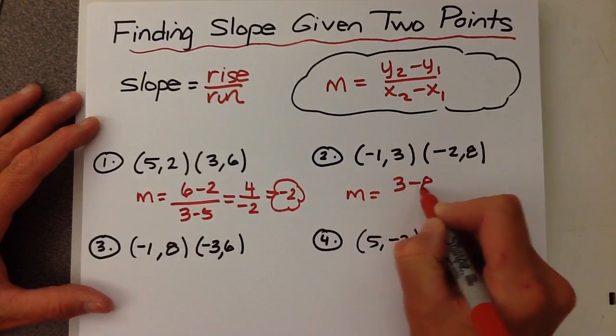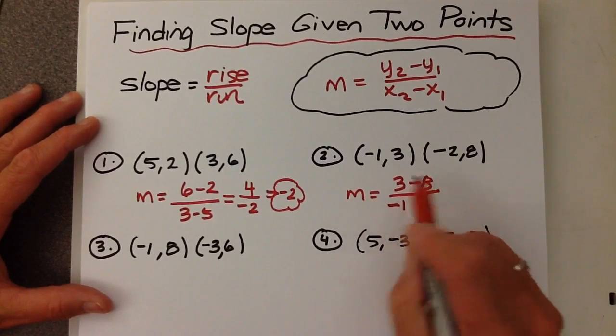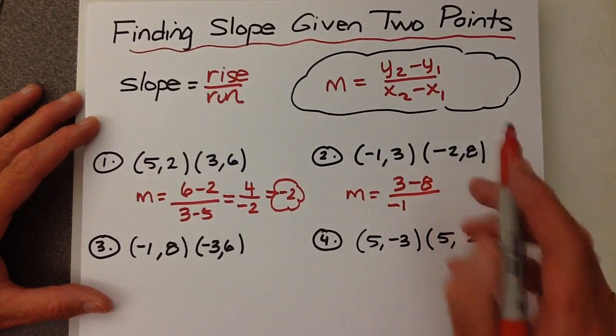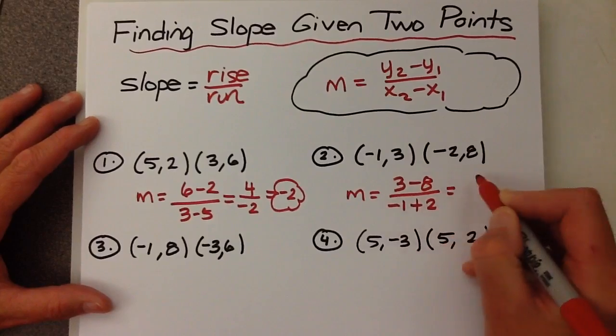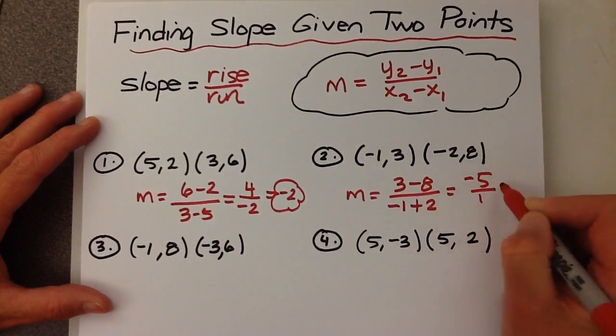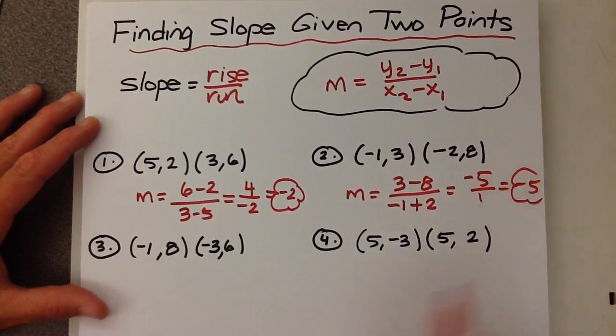So I'm going to do 3 minus 8. I've got to come back here. Negative 1 minus a negative 2 is a plus 2. So we have to be careful of our double negatives, and the slope here is 5.